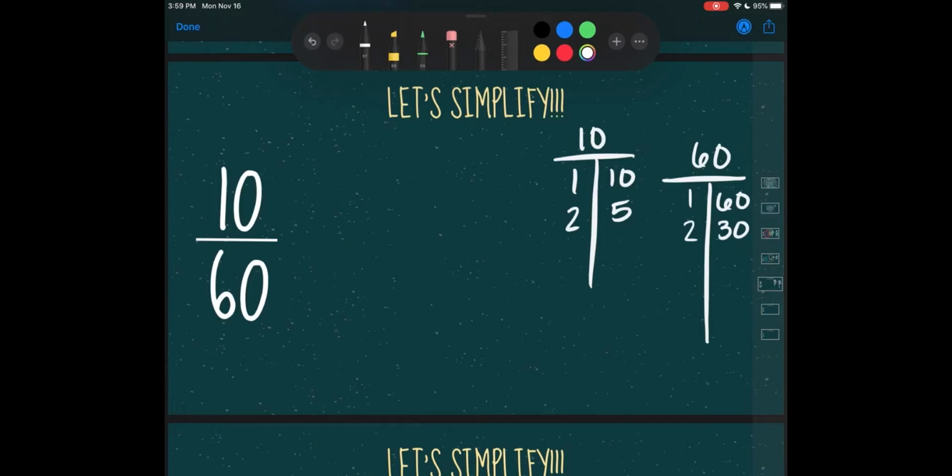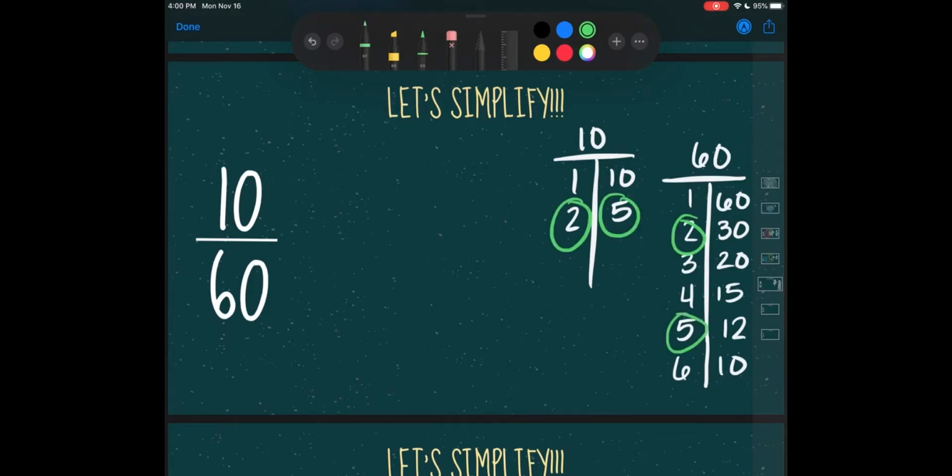60 is 1 times 60, 2 times 30, 3 times 20, 4 times 15, 5 times 12, and 6 times 10. So when I think about their common factors, they've got 2 in common, they've got 5 in common, and they've also got 10 in common.